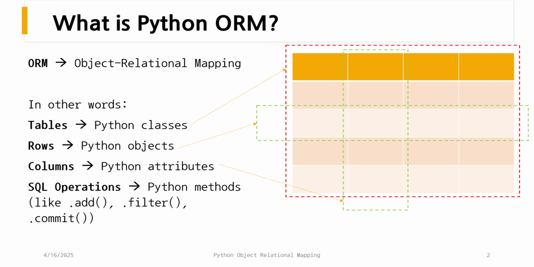ORM, or Object Relational Mapping, is a technique that lets you treat your databases like a collection of Python objects. Instead of writing SQL queries manually, you can define classes in Python that represent your tables. Each instance of a class becomes a row in the database, and each class attribute maps to a column. This makes your code cleaner, easier to understand, and fully Pythonic, especially helpful if you're new to SQL or just want to focus on your application's logic.